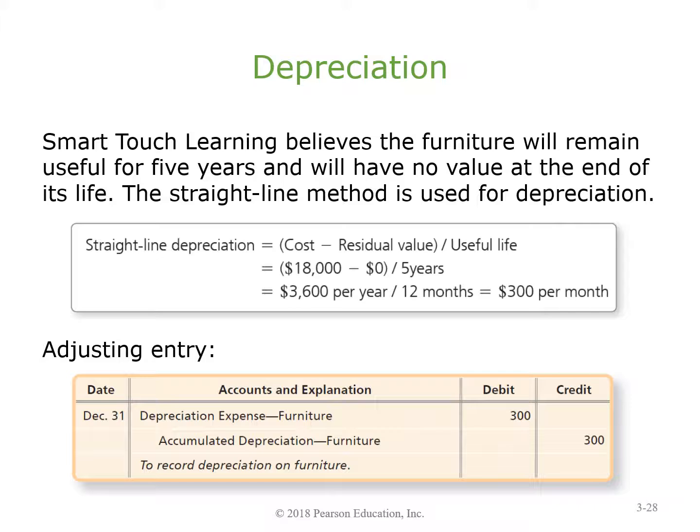Right, so now we're at the entry where we're going to depreciate it. We believe it will last 5 years and have a residual value of $0. So we say 18,000 divided by 5, and we find out that we're going to depreciate it 3,600 each year, and divide that by 12 to get 300 per month. So every month we're going to depreciate it by 300. The good news is that depreciation entry will always look like this: debit depreciation expense and credit accumulated depreciation.